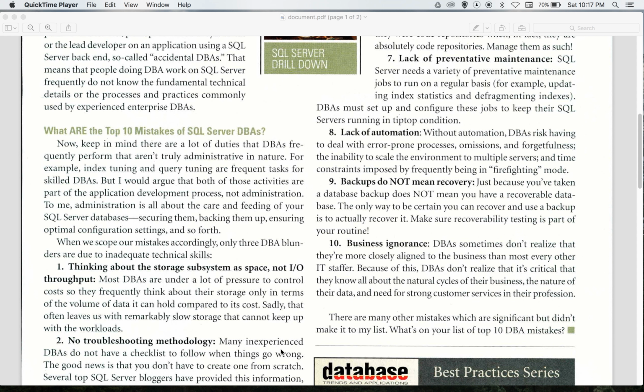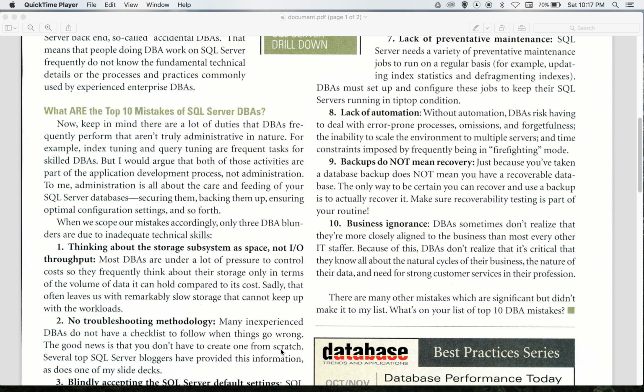Backups do not mean recovery. Just because you've taken a database backup does not mean you have a recoverable database. The only way to be certain you can recover and use a backup is to actually recover it. Make sure recoverability testing is part of your routine, and backups are super important. It has happened to me in the past, where I didn't keep strong backups, and later on I'm just trying to run through hoops, trying to get it fixed, and it's not fun.